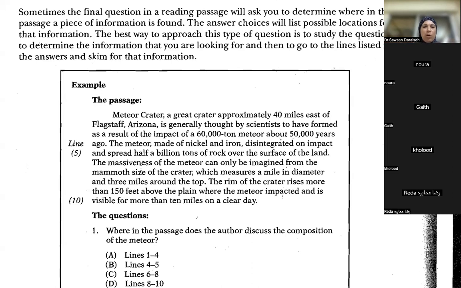Okay. The mass of the meteor can only be imagined from the mammoth size of the crater.